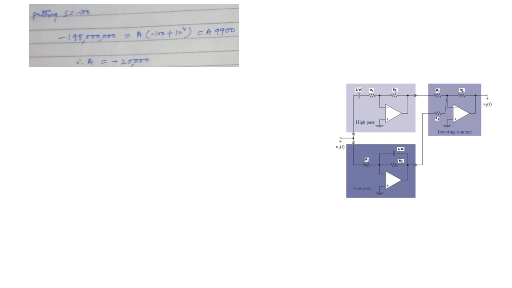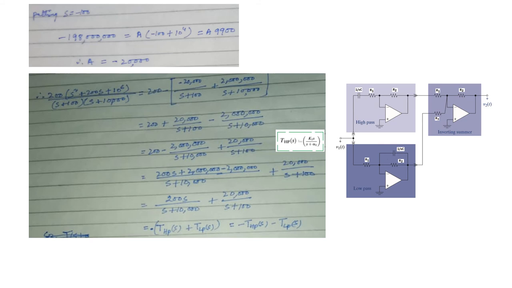Now the second term, we put s equal to minus 100, and in that case b will get eliminated, so we can find the value of a, which is minus 20,000. Now this was the start, 200 minus. Now we'll plug in these two values of a and b, so this becomes our equation. And now we'll do some manipulation. First of all, we remove the sign from here, so this is plus and minus. Now we'll bring this on the left hand side.